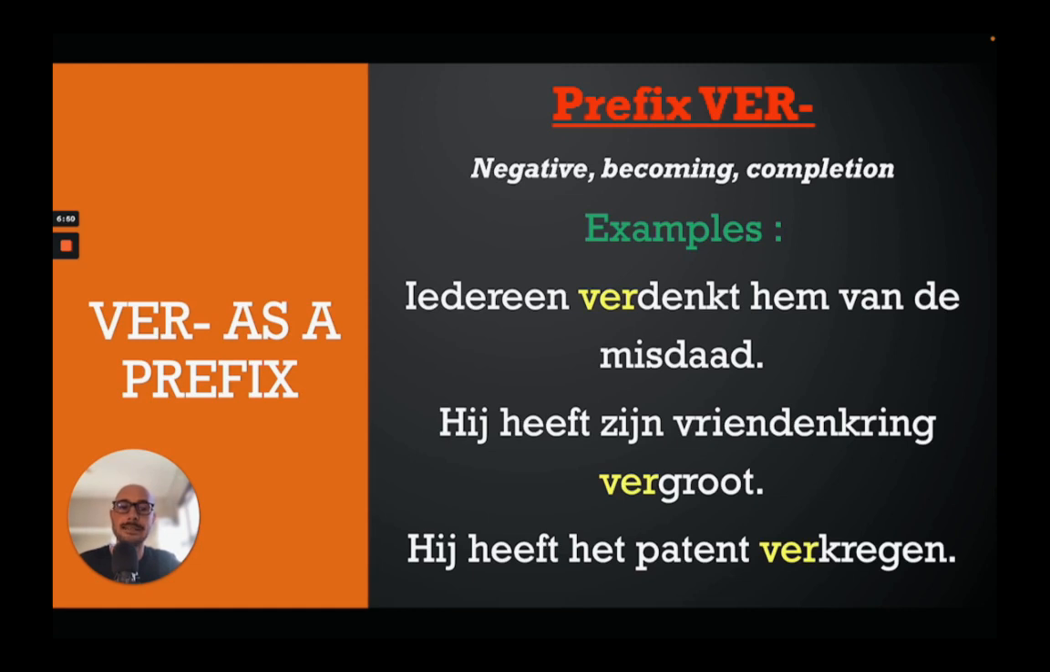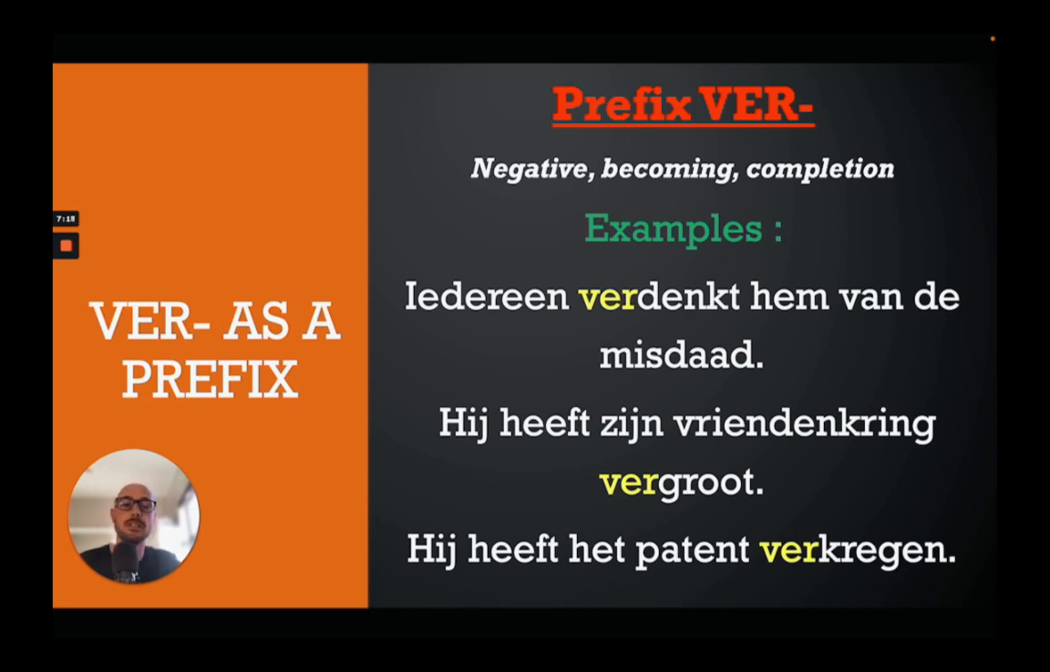Iedereen verdenkt hem van de misdaad. Alright, everybody suspects him of the crime. Now, denken is to think, verdenken is to suspect. Alright, so to think is rather neutral, suspect has rather a negative connotation.